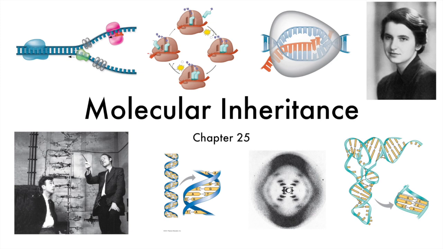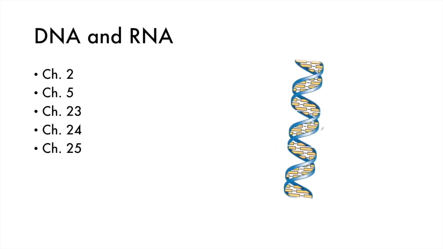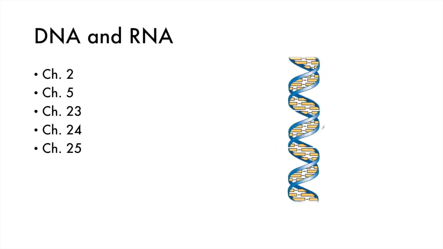Okay, chapter 25, we're going to get into molecular inheritance and how all of these genes and chromosomes and everything works at the molecular level. So to review, we've talked a lot about DNA and RNA over the course of the semester so far. Back in chapter 2, our biological molecules chapter, we talked about DNA and RNA structure.